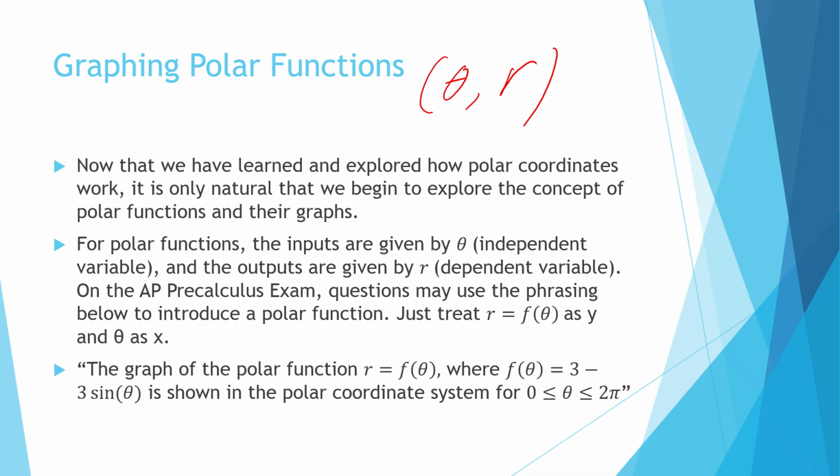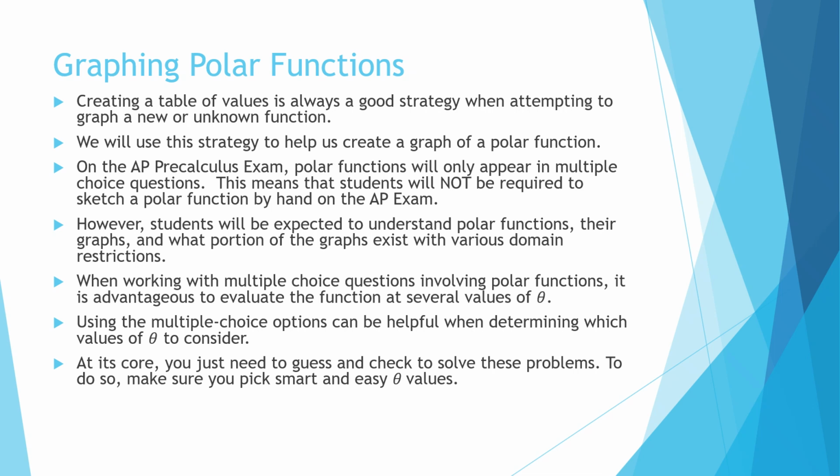All right, and so the wording is pretty simple for the AP exam. The graph of the polar function r equals f of theta, where f of theta equals whatever equation is shown in the polar coordinate system, and then it will typically give you a domain as well. Just be aware of the lingo and language they use, but there's nothing new that you really need to remember from this slide. All right, so how can we actually graph polar functions?